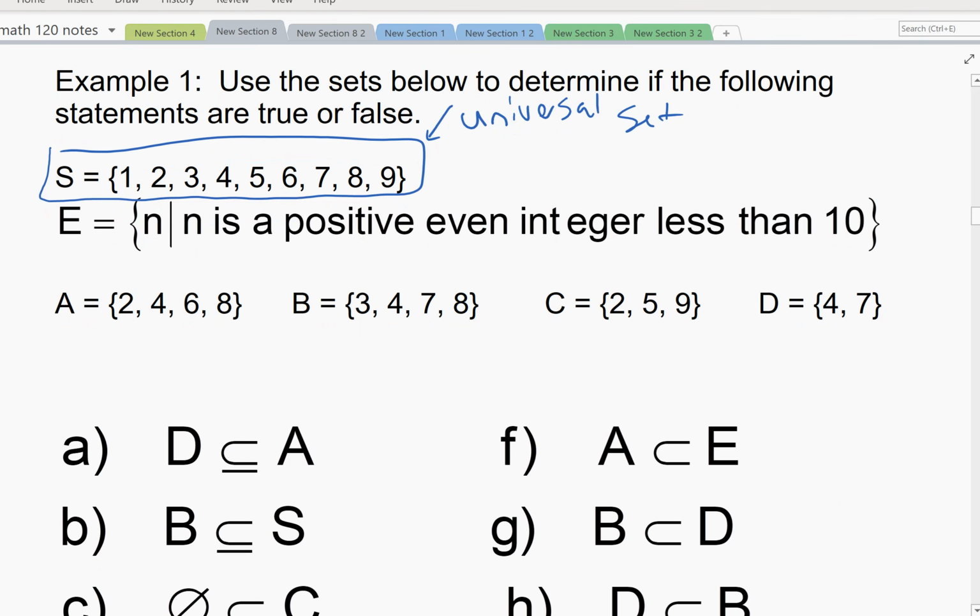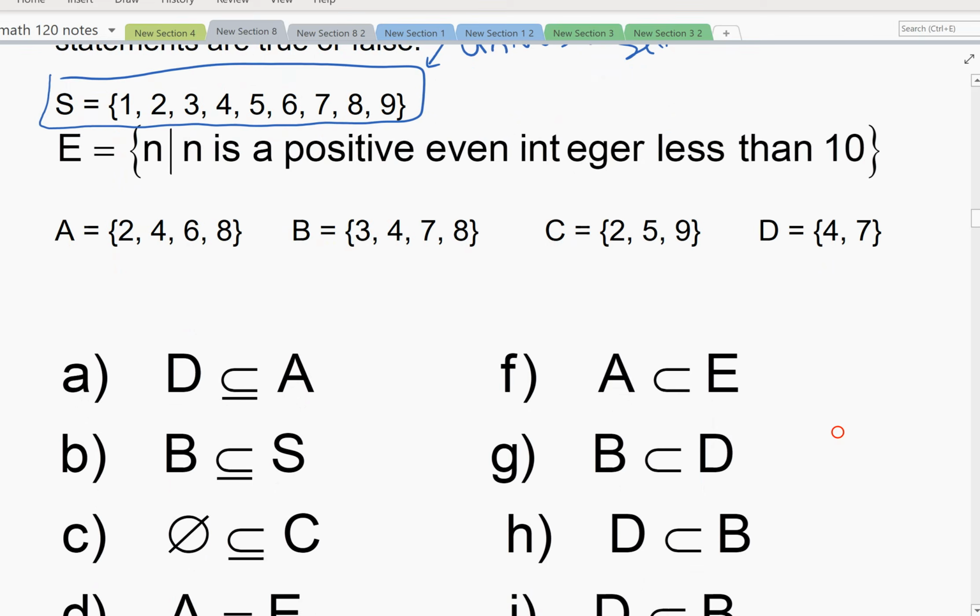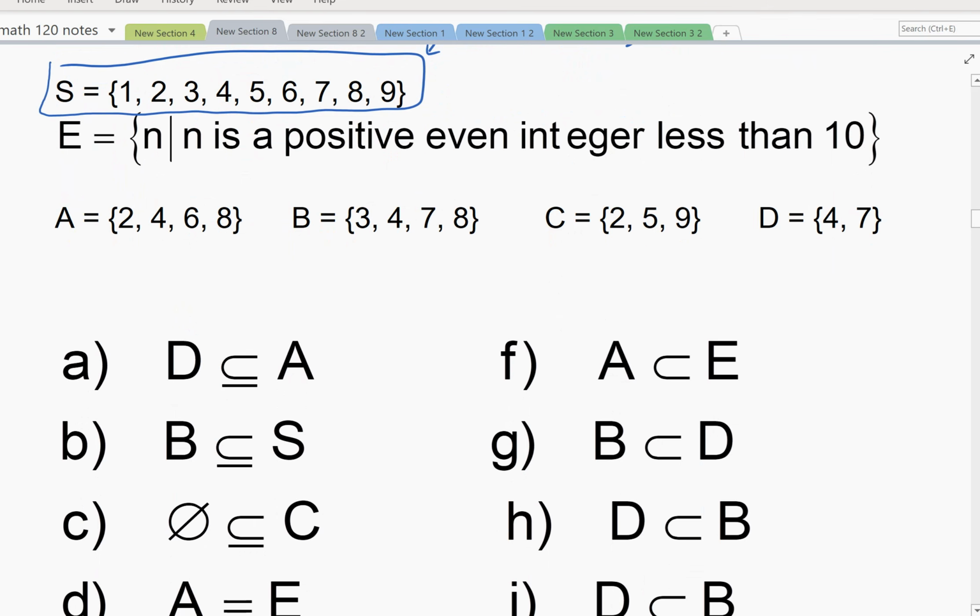So we want to determine if the following statements are true, determining whether I've got subsets or proper subsets. The first one is D a subset of A. A is the numbers 2, 4, 6, 8. D is the numbers 4 and 7. Is every element in D in A? No, that's false, because 7 shows up in D and 7 does not show up in A. So that's false, not true.